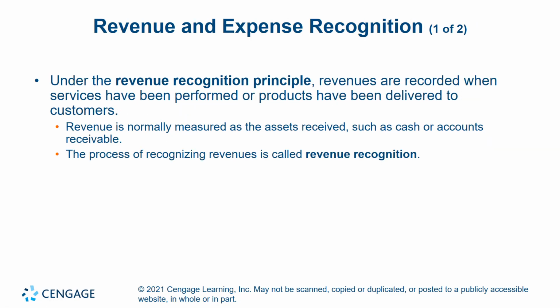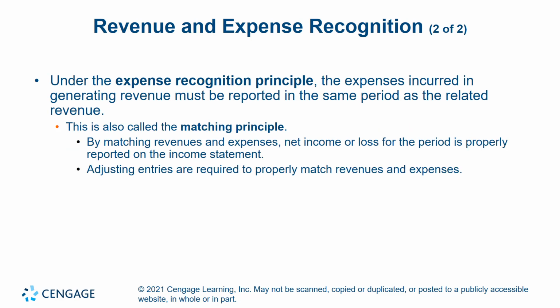The accrual basis of accounting follows the revenue recognition principle, meaning that revenues are recorded when services have been provided or products have been delivered to the customers. It has been earned, so we need to recognize the revenue that was earned. Likewise, the accrual basis of accounting also follows the expense recognition principle. Expenses are incurred and so must be recorded. And expenses, we know, are incurred in order to generate revenue.